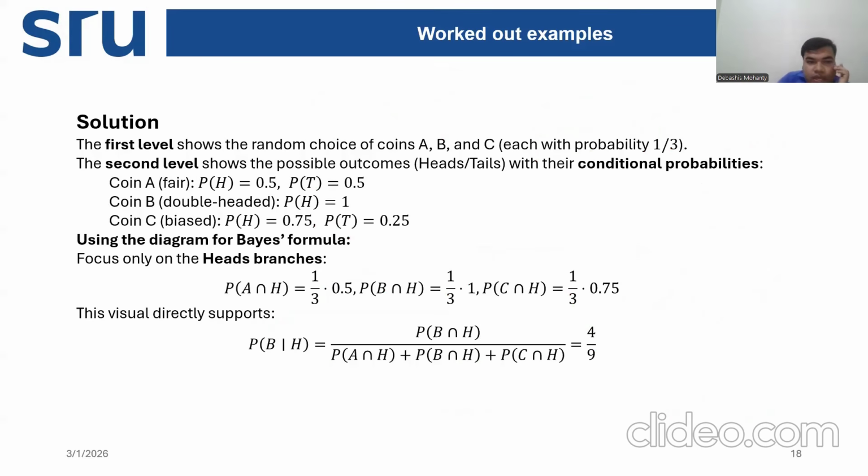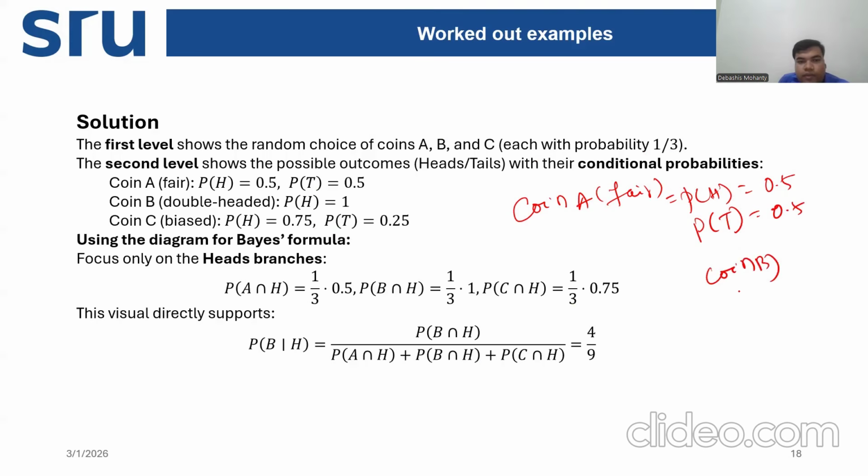So here, see coin one, that is coin A, a fair coin. What is the probability of head? 0.5. And what is the probability of tail? That is also 0.5, equal probability. Then coin B, the double-headed coin: the probability of head is 1. And what is the probability of head in coin C? Already it is given in the problem. 0.75. What is the probability of tail? That is 0.25.